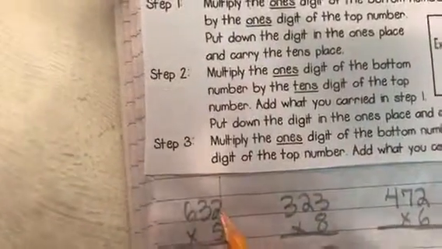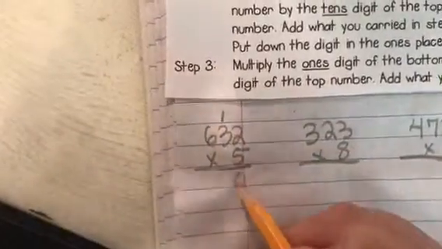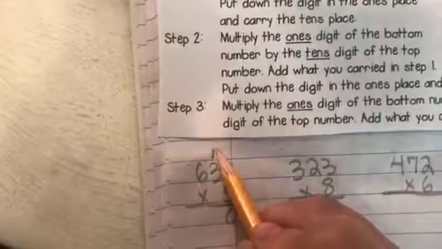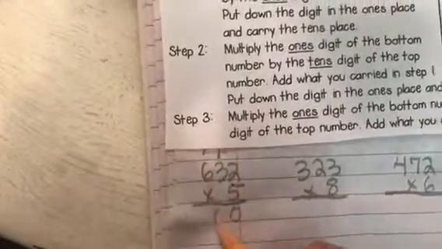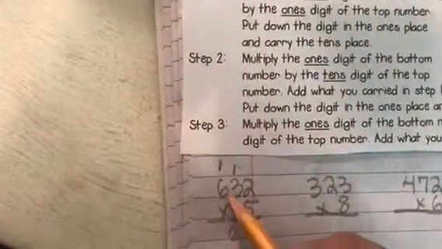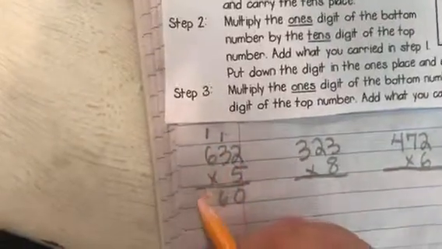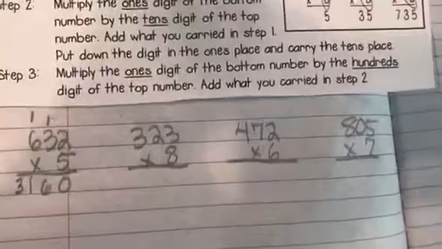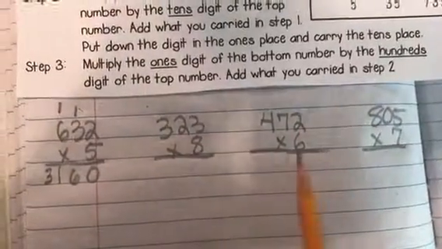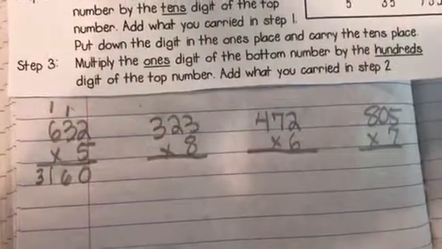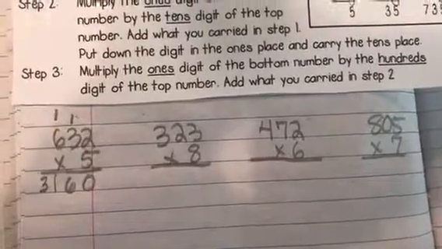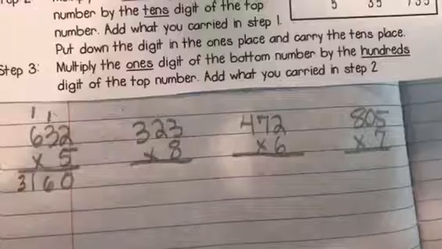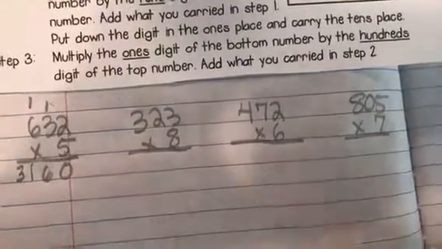So 5 times 2 is 10. 5 times 3 is 15, plus the 1 is 16. And 5 times 6 is 30, plus the 1 is 31. That's it. Why don't you go ahead and give these a shot on your paper while you're watching the video. You can press stop and do them yourself. And then when you're done, press play and see if your answers match my answers.